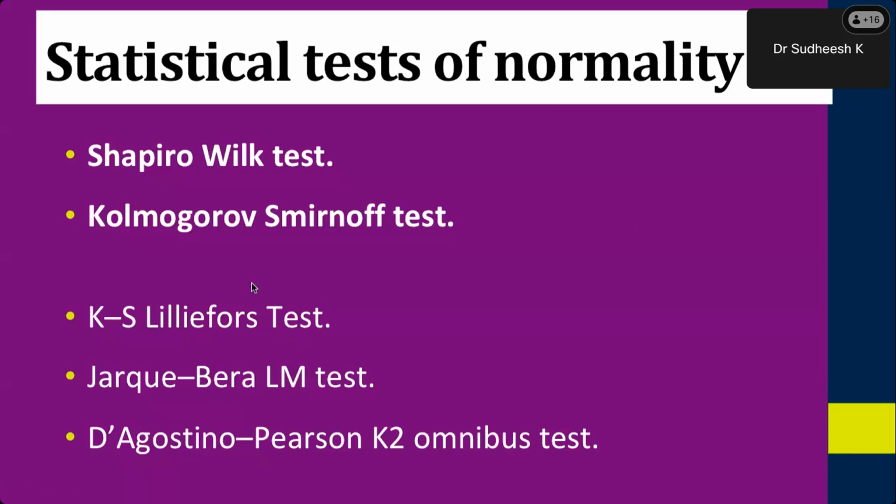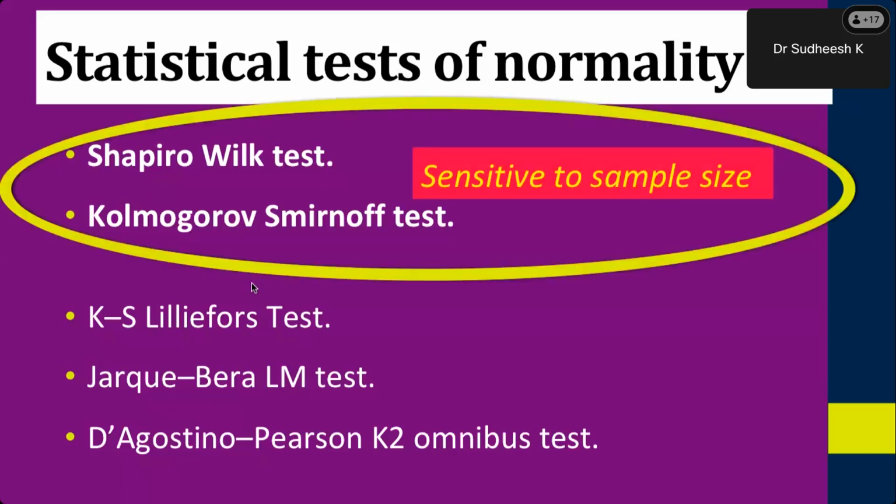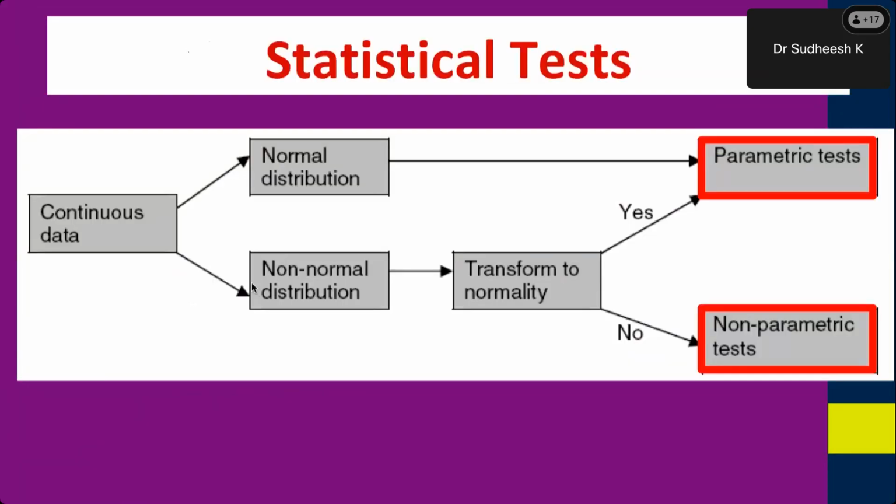That p-value, if it is less than 0.05, is considered as skewed distribution. More than 0.05 is considered as normal distribution. However, they are very sensitive to sample size, so that has to be kept in mind. Now, once you understand whether the data is normally distributed or non-normally distributed, what do you do further?